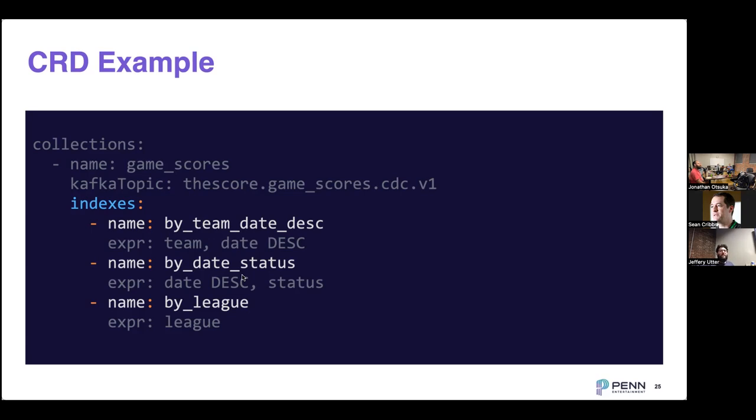So the indexes have names. In this first example, we're getting game scores by team and date descending. You'll see the expression that's like the actual index. We're just saying we want the team field off of the game score protobuf, and we want the date field, and we want it sorted descending.